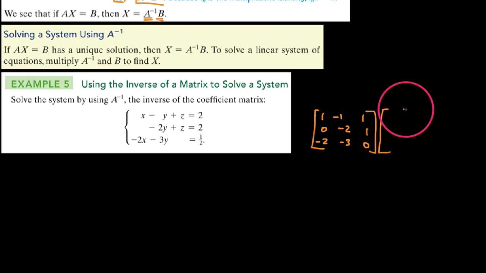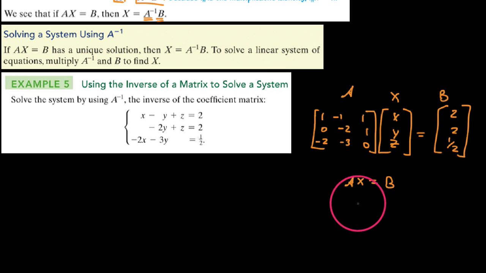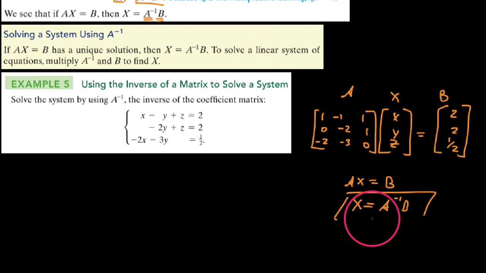Now to put in our variable matrix here, our variables are x, y, and z, and we know that if we multiply these out, we should get this 3 by 1 matrix over here that contains our constants, 2, 2, and a half. So for this system, what we want to do is solve it by using A inverse. What we have essentially here is a matrix equation where A times the matrix X gives us a matrix B. So we're going to say X equals A inverse times B. According to what is suggested in this video, all we have to do is take the inverse of A times B.